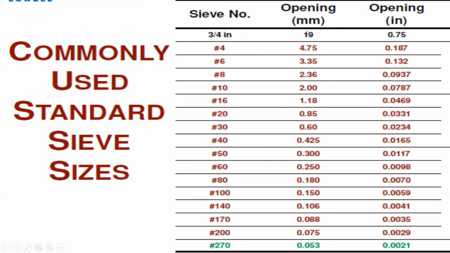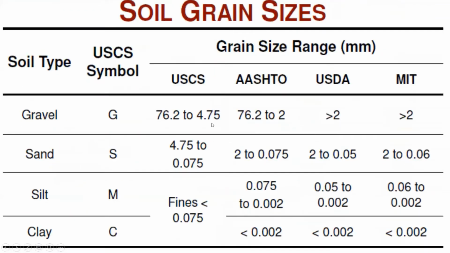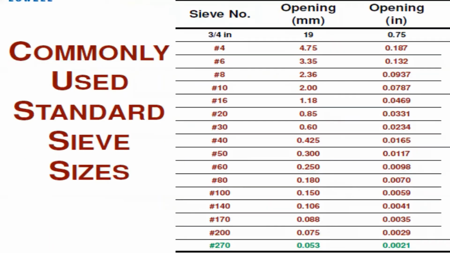You can see this is in millimeter opening. So from 76.2 to 4.75, you will find the gravel material. The material passing the 76.2 millimeter sieve and retained on the 4.75 millimeter sieve is the gravel. And after that, 4.75 to 0.075, what will we get? We will get sand.